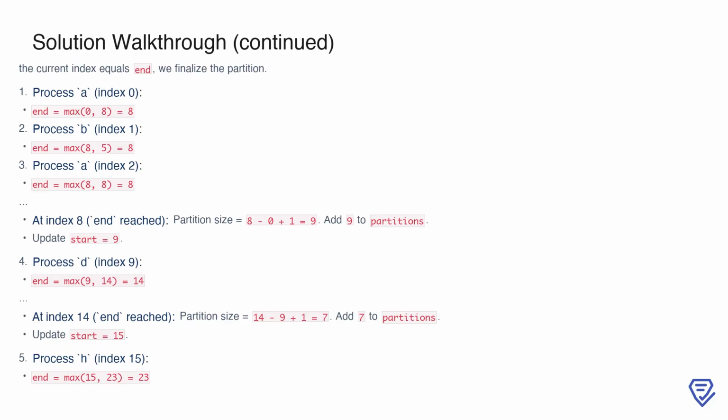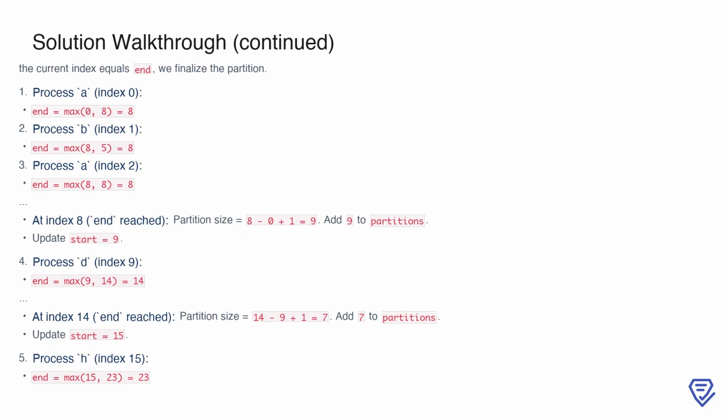We continue this way until index 8, where the current index equals end. This means we've identified a complete partition from index 0 to 8, giving a size of 9. We add 9 to our partitions list and move start to the next index, 9, to begin finding the next partition. From index 9, processing D, we find its last occurrence at index 14, so end updates to 14.